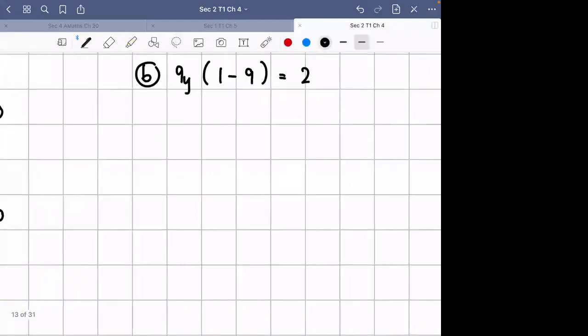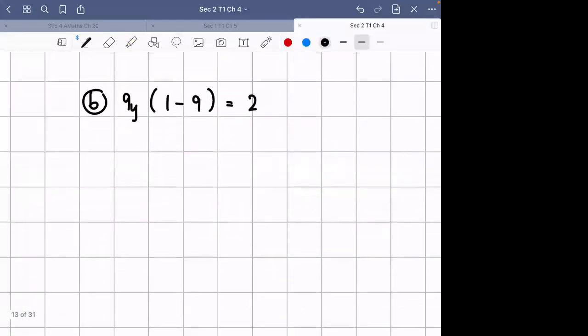Okay, so let's go with B. For B, basically you need to expand this. So you have 9y minus 81y. Wait, did I miss something here? Oh, it's 9 minus y. Sorry, my bad.